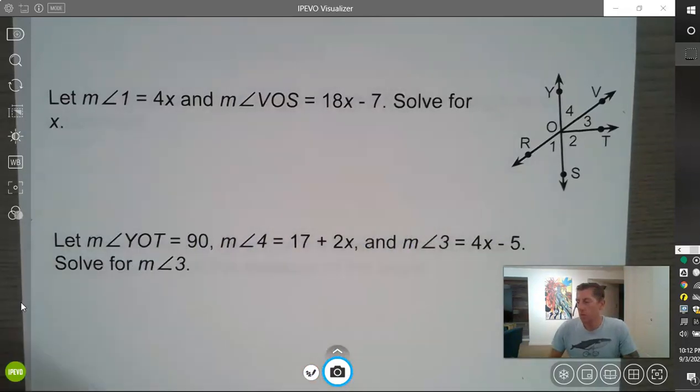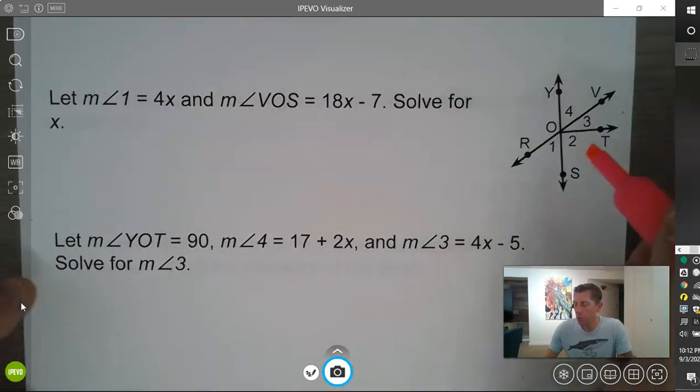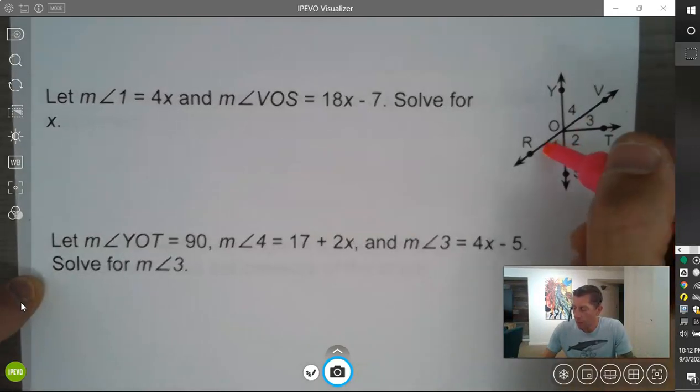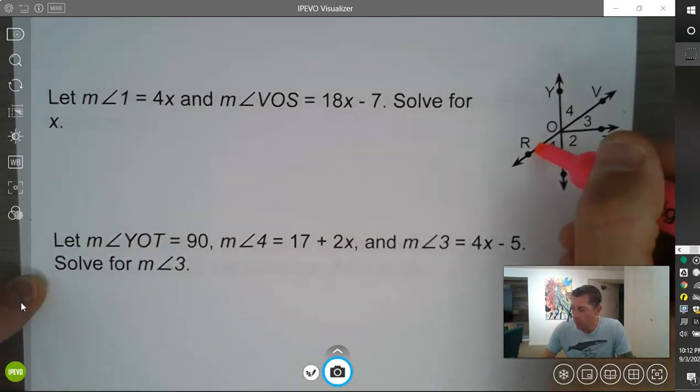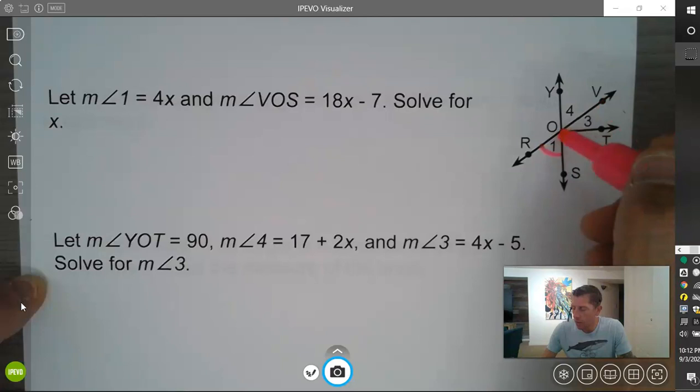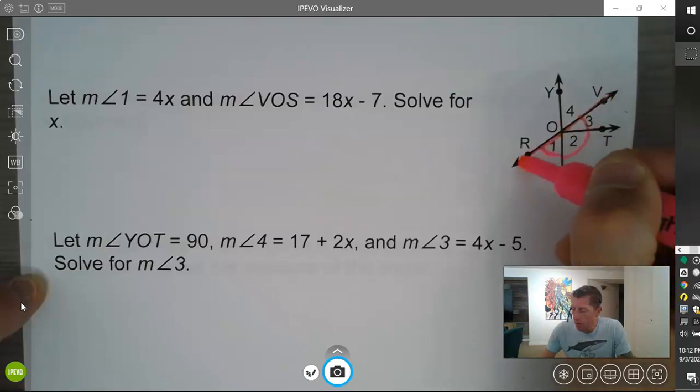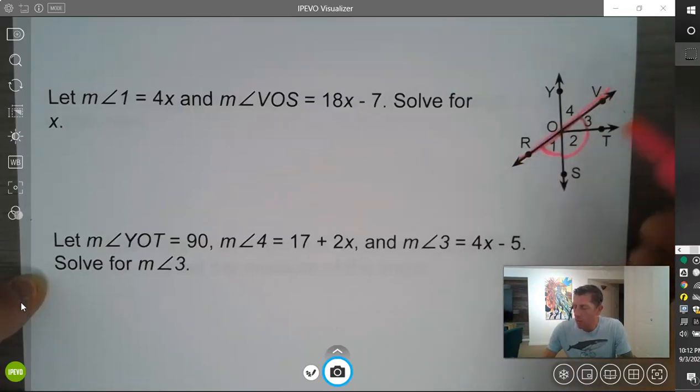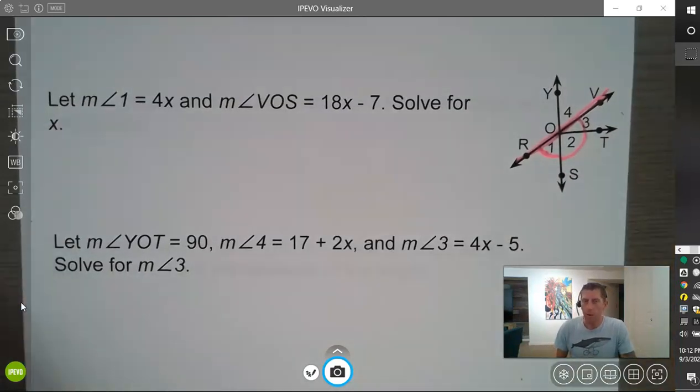Now the first thing I'm going to do is pay attention to my special angle pairs based on this diagram. So what do I have going on here? Well, I have angle 1 right here, and then I have angle VOS, which is this angle right here. So that to me says if VOR is a straight angle, which it is, that tells me that angle 1 and angle VOS are supplementary, which means they equal 180 degrees.